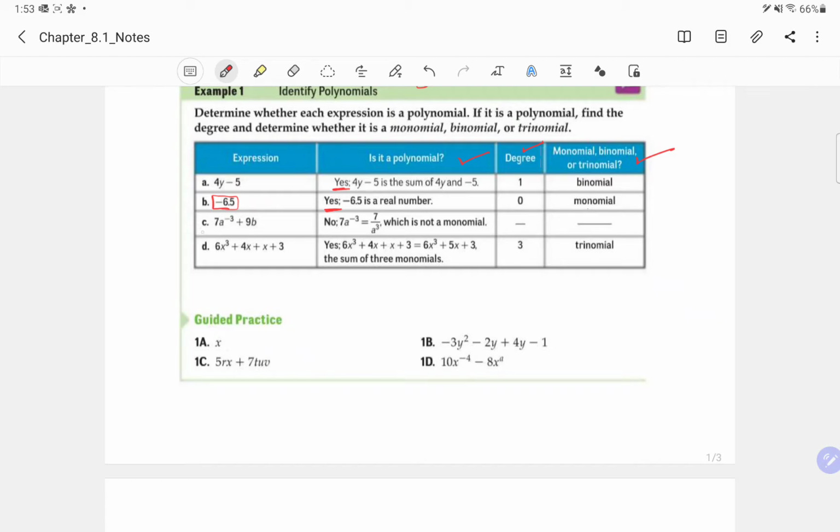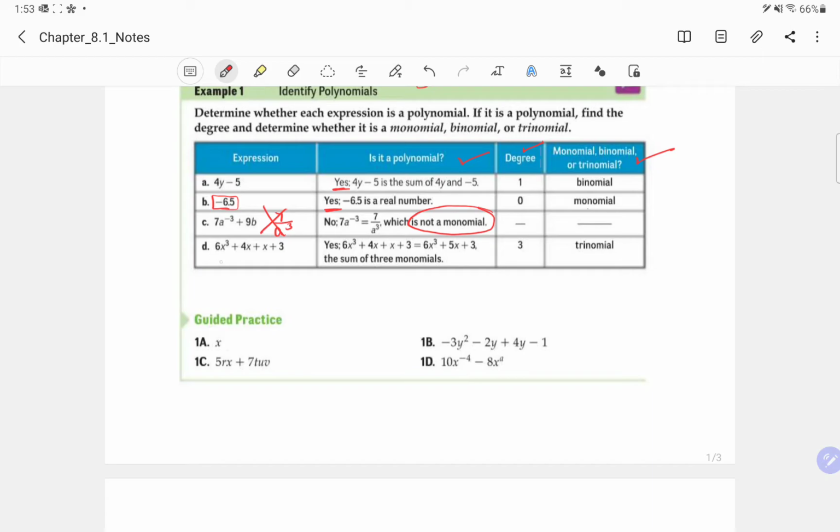Right? And C, this is not going to be a monomial. Or it's not going to be a polynomial because it's not a monomial. Because 7a to the -3 would be the same as 7 divided by a cubed. The a is on the bottom. Bad, can't happen. This is not a monomial. So it can't be a polynomial.